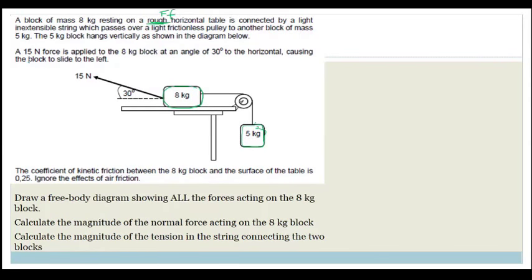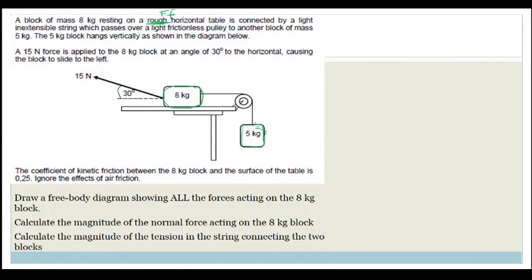Okay, now it says there's a 15 Newton force applied to the 8 kilogram block at an angle of 30 degrees, causing the block to slide to the left. So I'm going to say that that's the positive direction. Now it says the coefficient of kinetic friction between the 8 kilogram block and the surface of the table is 0.25. Okay, ignore the effects of air friction.